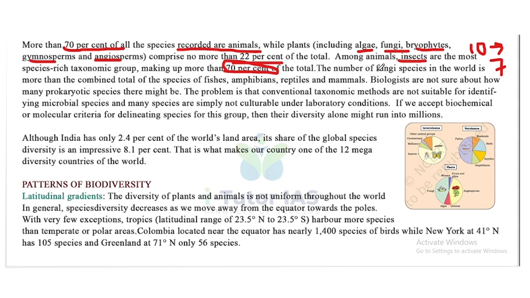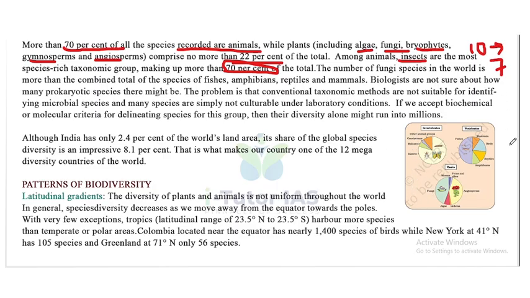The number of fungi species in the world is more than the combined total of species of fishes, amphibians, reptiles, and mammals. The biologists are not sure about how many prokaryotic species there might be. The problem is that conventional taxonomic methods are not suitable for identifying microbial species, and many species are simply not culturable under laboratory conditions. If we accept biochemical or molecular criteria for delineating species for this group, then the diversity alone might run into millions.